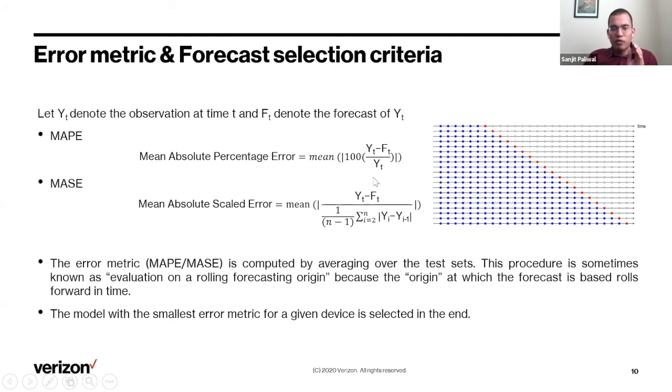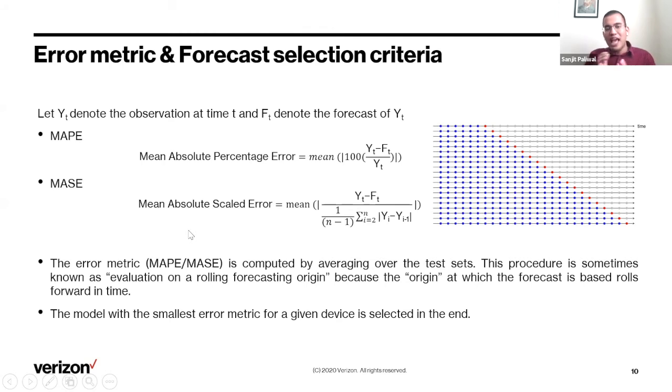We change the denominator, replacing Yt with another parameter called the in-sample mean absolute error using the naive forecast. The naive forecast is simply utilizing today's demand as tomorrow's forecast. So if we want to forecast for February 2020, we would use the January 2020 demand. Yi minus 1 would be the demand for the previous month, and Yi is the demand for the current month. So this gives us the error, and this 1 over n minus 1 gives us the in-sample mean absolute error.